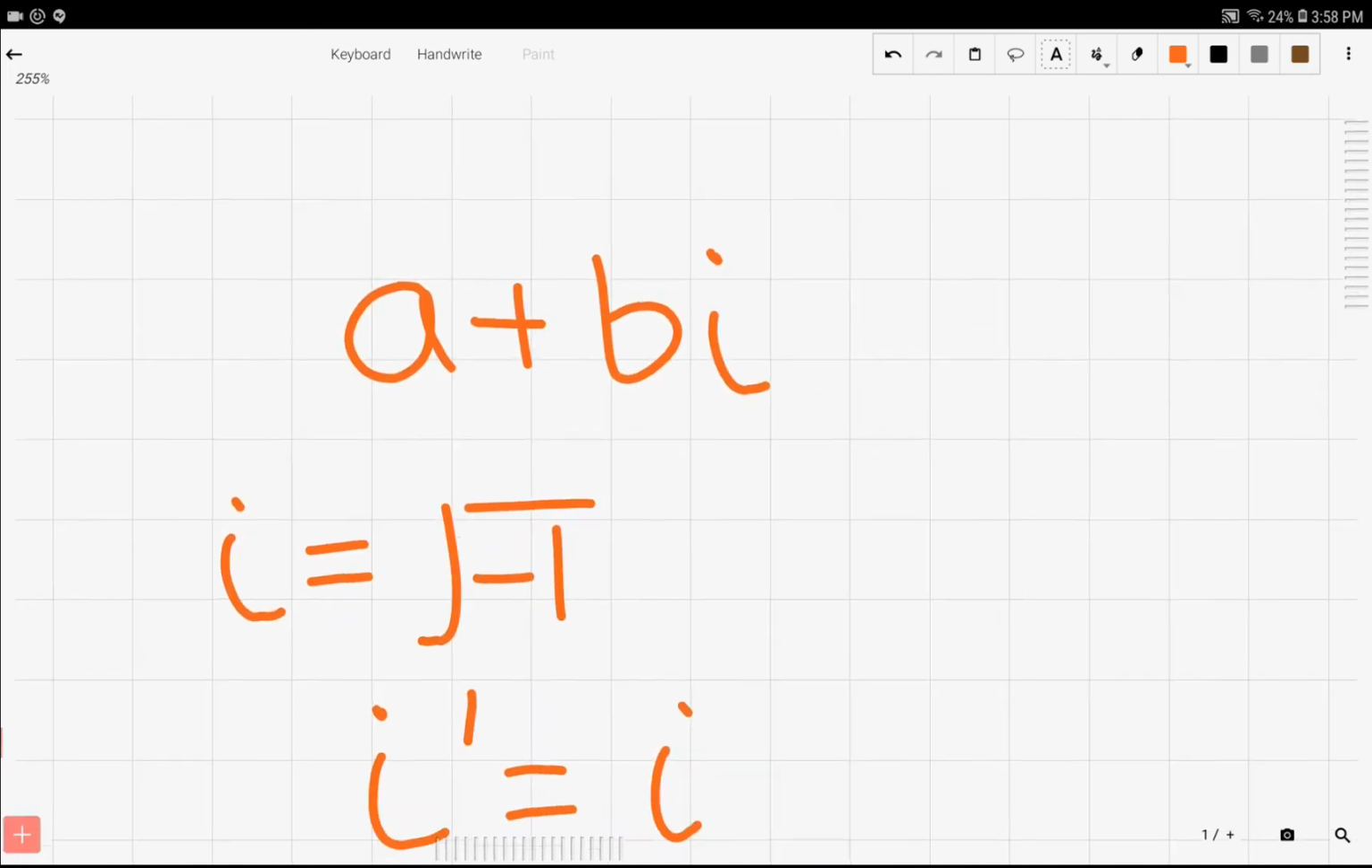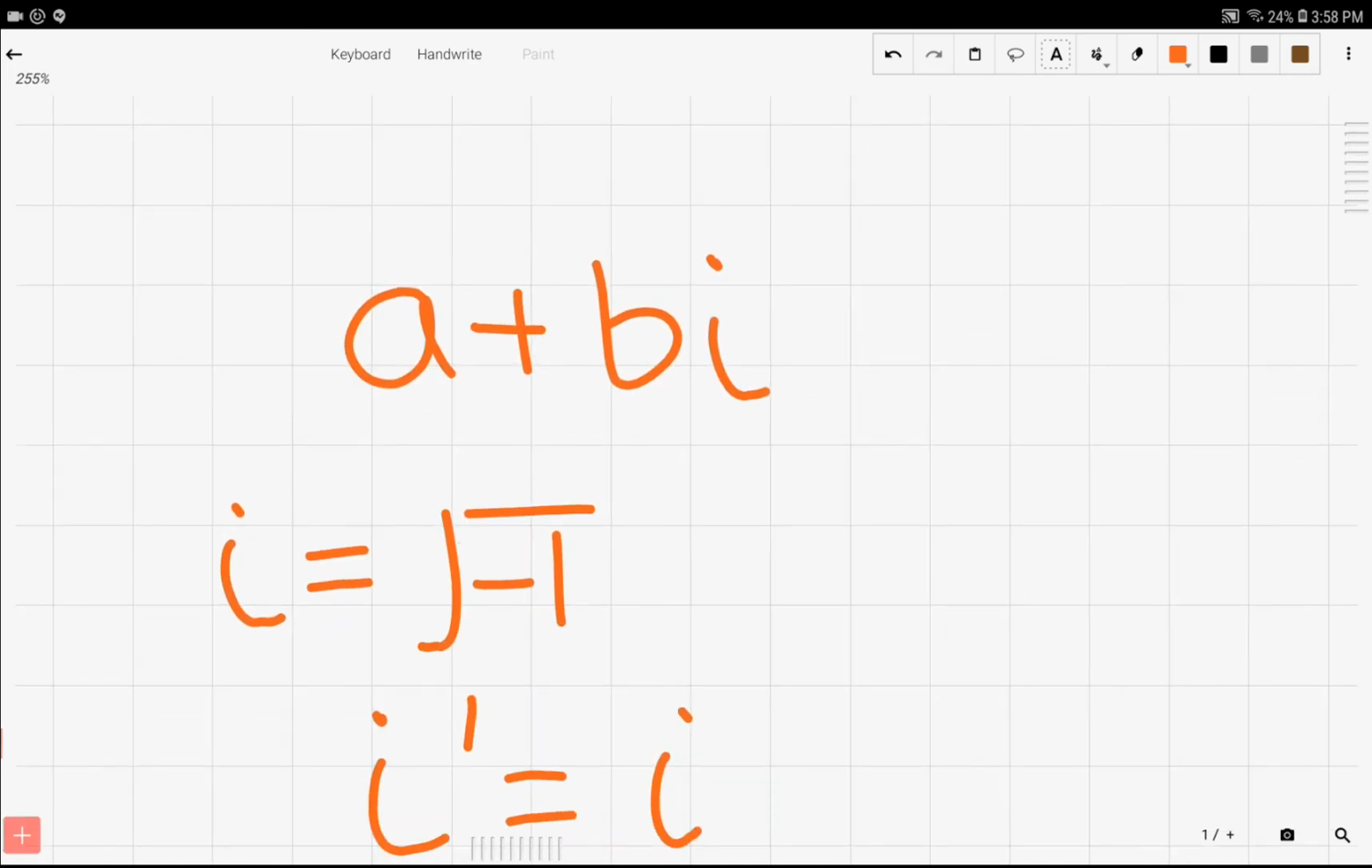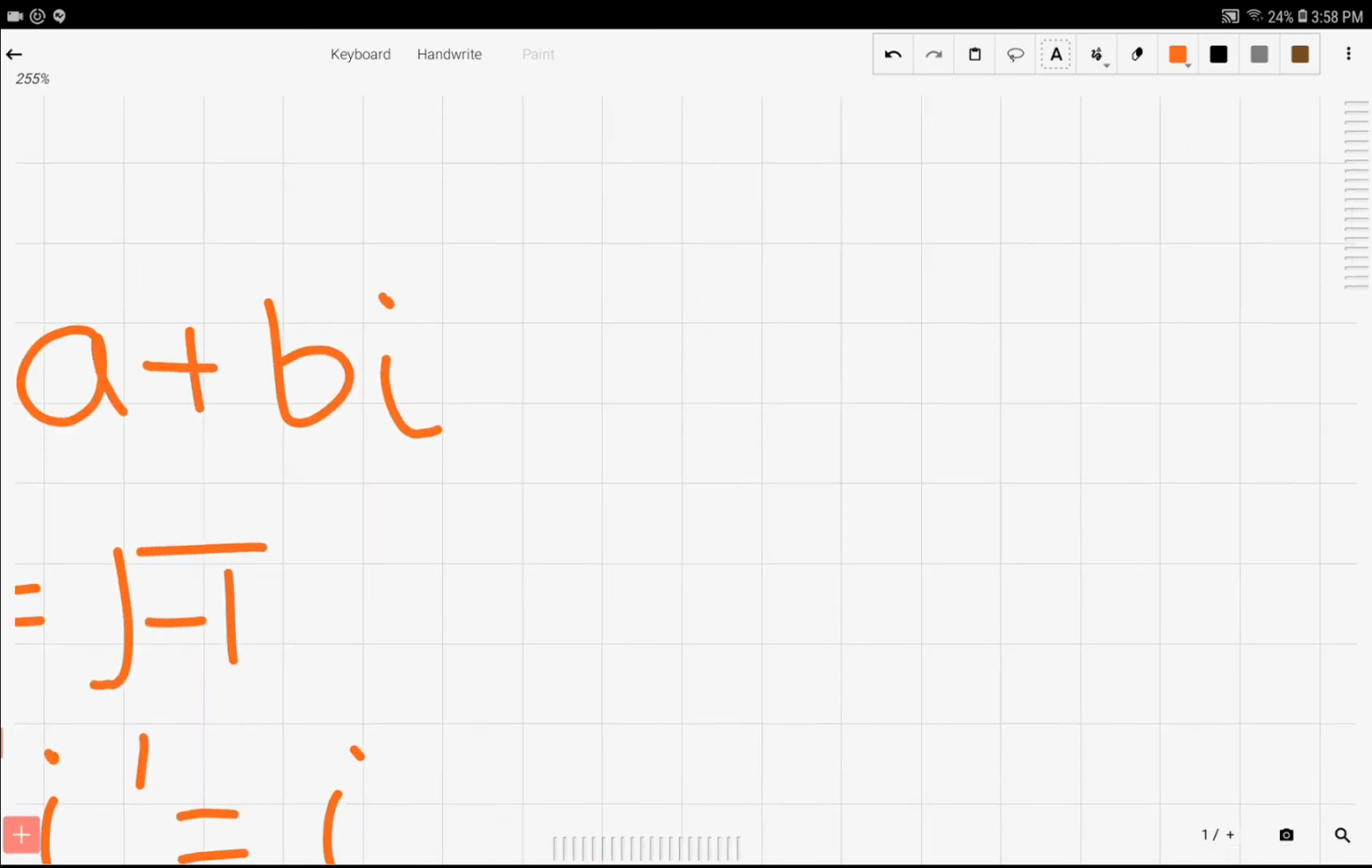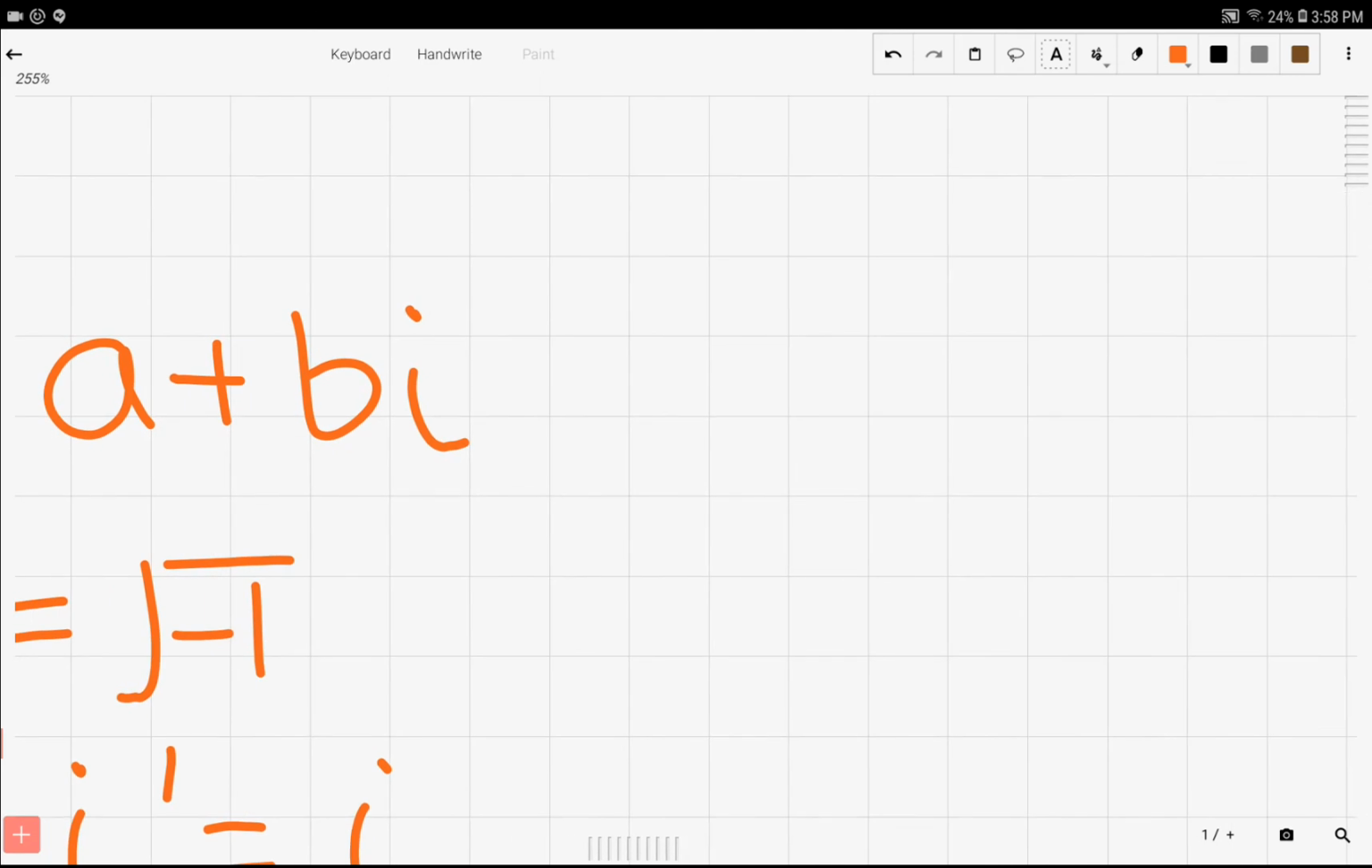Now, what about multiplying complex numbers? Well, this is basically the same as multiplying binomials using FOIL, the FOIL method, if you've heard of that. But literally what FOIL is, is just distribution. So you can just use the distribution property to multiply two complex numbers.